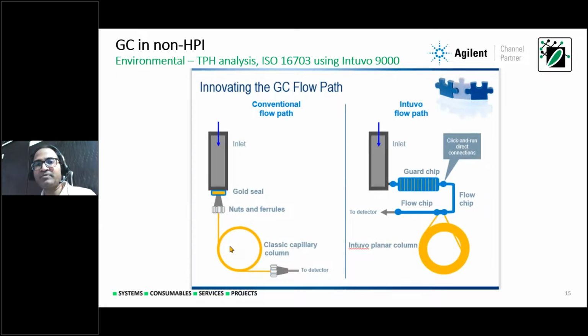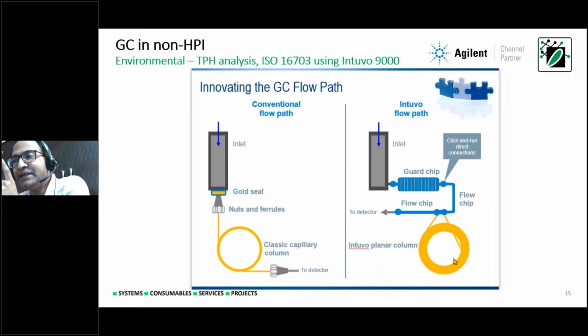And anytime the column gets dirty, we actually cut the column. Okay, we cut the column. Every time we cut the column, the retention times change, and therefore we are asked to do the recalibration. Of course, because the retention times are going to change. All that difficult part is actually taken care of in the new GC.